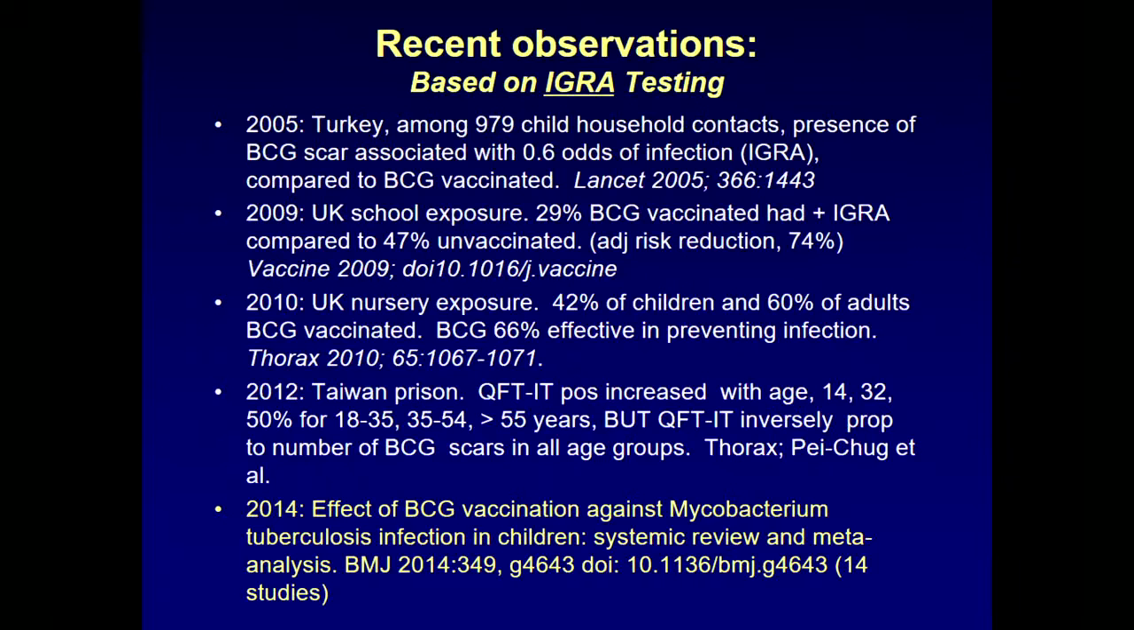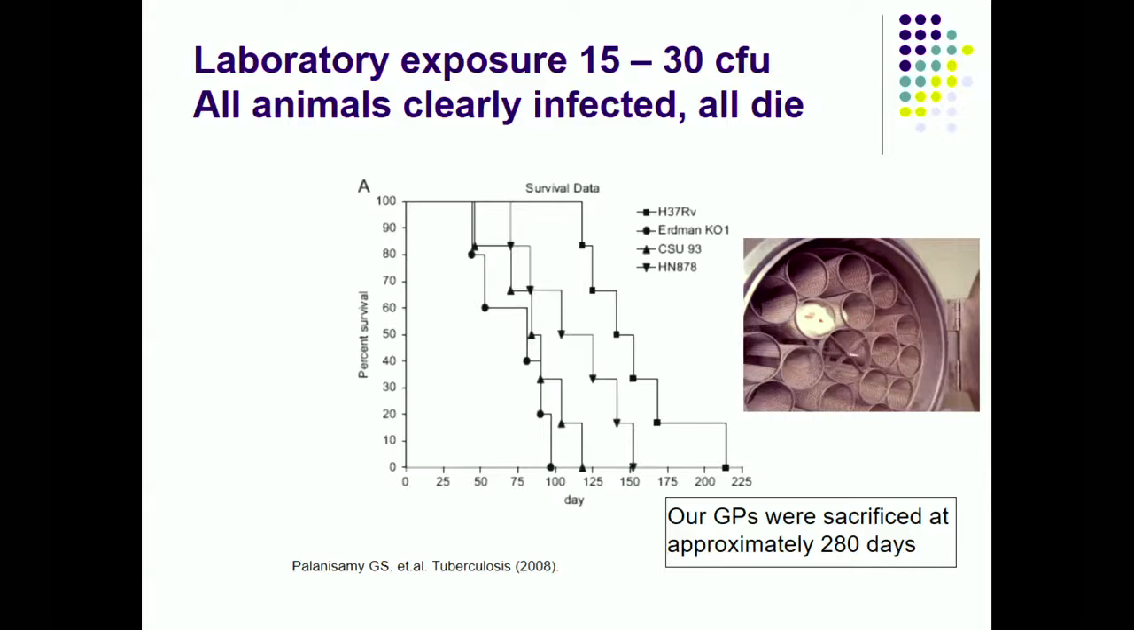But subsequently, there have been a number of observations, and David Lewinsohn, who's in the room, was responsible for several of these, and the review listed here at the end, suggesting that, in fact, with the advent of IGRAs, in various settings there was less IGRA positivity in exposure settings among those who had had BCG vaccination, including in adults in a Taiwan prison. So there was some suggestion that maybe BCG does prevent infection after all.